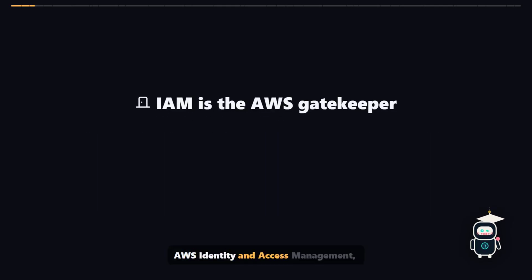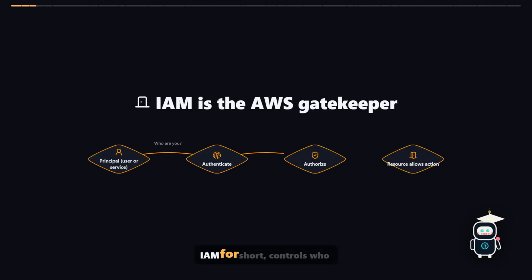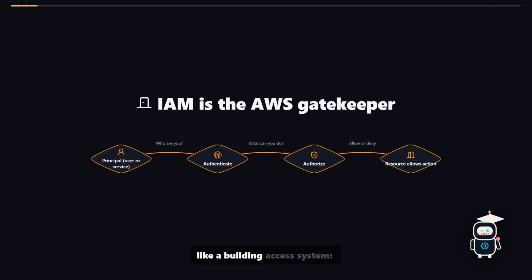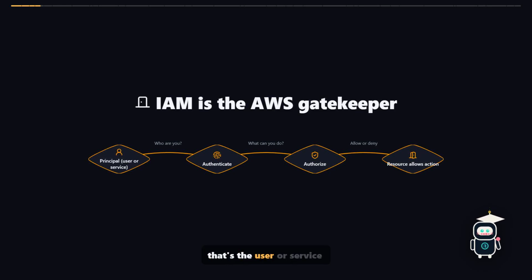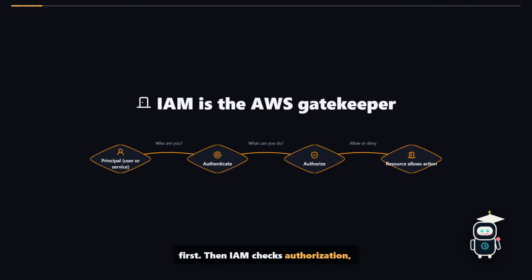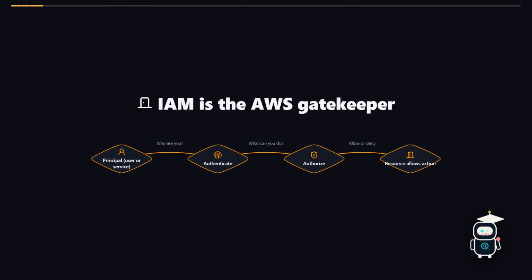AWS Identity and Access Management, IAM for short, controls who can do what on which AWS resource. Think of it like a building access system. Your badge proves who you are, and a separate key card decides which doors open. In IAM, the principal, that's the user or service making the request, authenticates first. Then, IAM checks authorization, and only then does the resource allow the action.